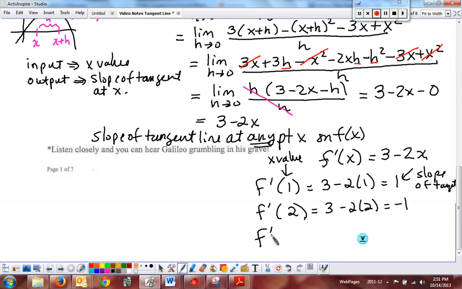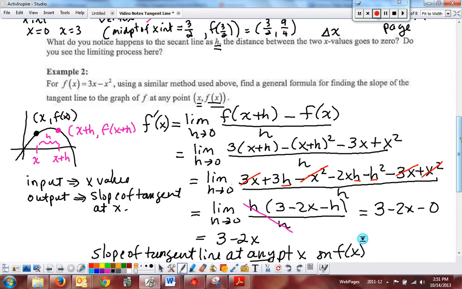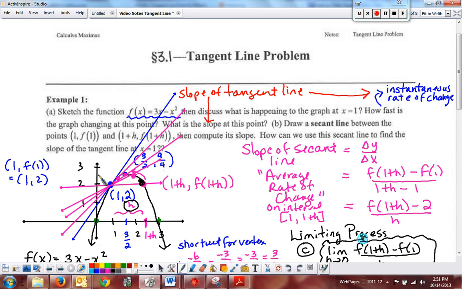What if I did f prime of the vertex value 3 halves? What do you think the slope of the tangent line at the vertex would be? Right, we can plug it into our formula, 3 halves. That's going to be 3 minus 3. Oh, that's 0. Does that make sense that we have a horizontal tangent line here? If I look back at my picture, right here would be where the vertex is, and that's a horizontal tangent line, of which the slope would be equal to 0. That's going to be a very important fact coming up here very shortly.